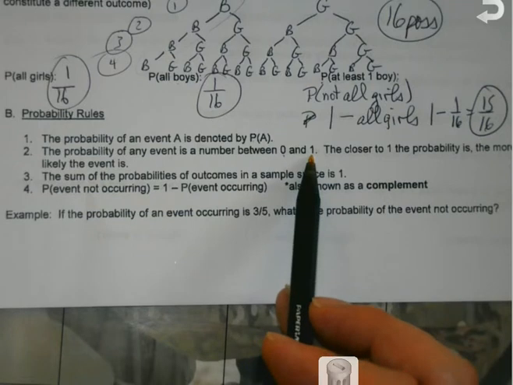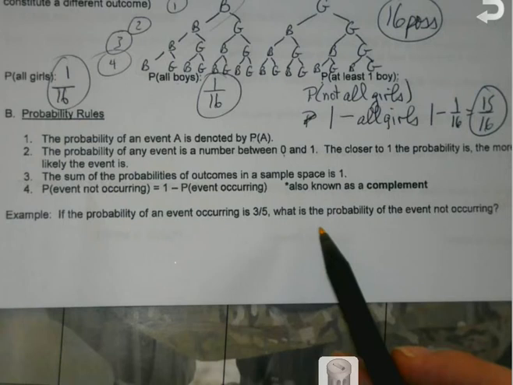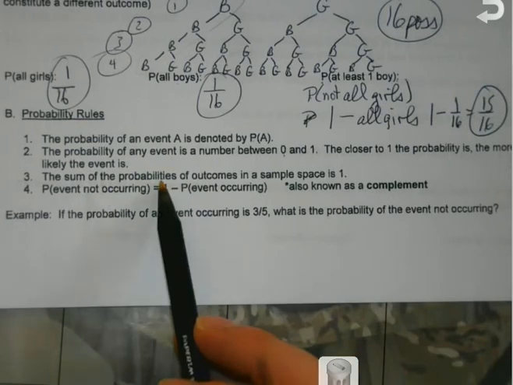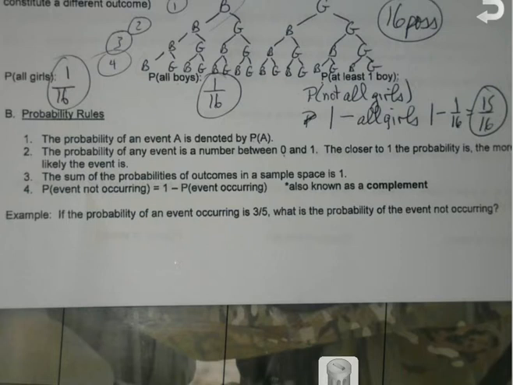Can't be over 1, there's not over 100% chance of something occurring. The closer we are to 1, the more likely it is. The sum of all the different probabilities of outcomes in the sample space is 1. So if you know every single option and you add them up, it's going to equal 1.